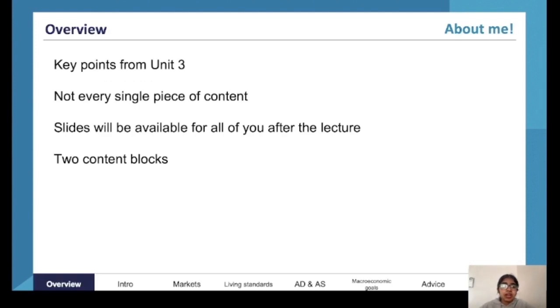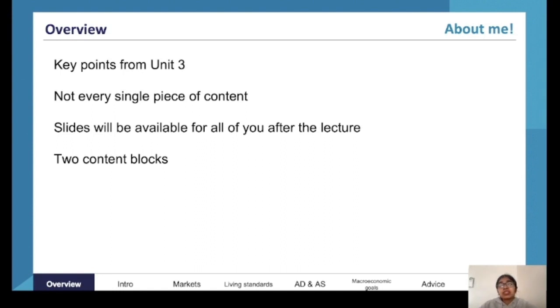Okay, so I'll just talk about today's topics and how this lecture is going to run. Today we're going to cover some of the very key points from Unit 3. Obviously we only have 2 hours to do this Headstart, so I just want to make sure that I'm as concise but as direct as possible. I want to give you all the detail in the correct places, and emphasize the important parts of this lecture.